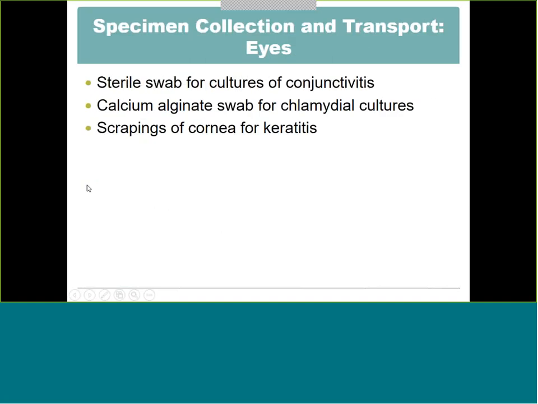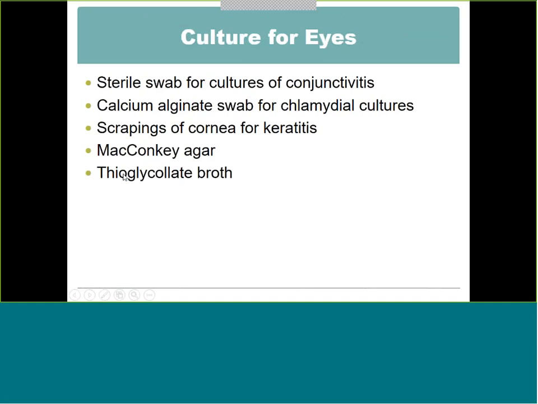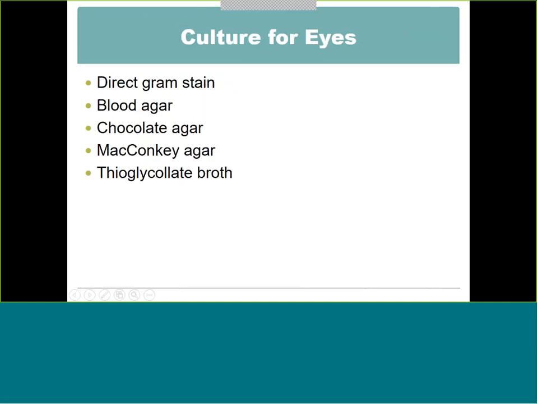So for collection-wise, they are going to have a sterile swab for conjunctivitis, or they can do a scraping of the cornea if they think it's a keratitis situation. And then we are going to plate it to pretty much everything. You can even throw on a CNA or a PEA plate. Direct gram stain right away to give the doctor a heads up of what you see on there.